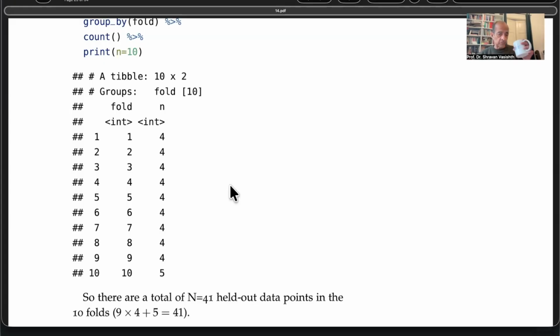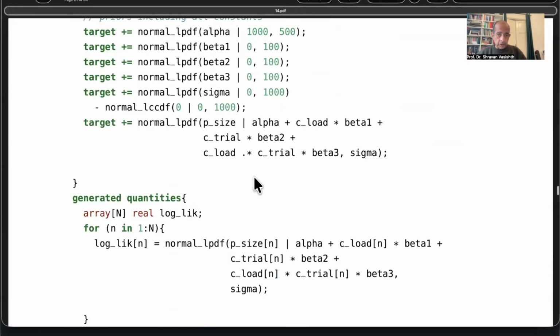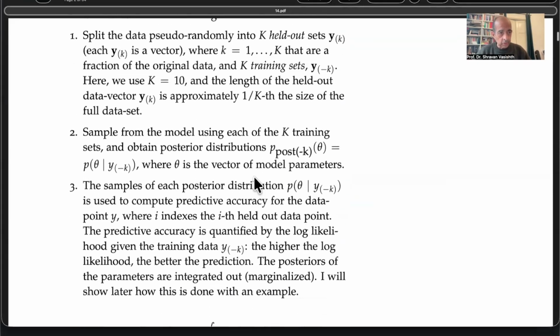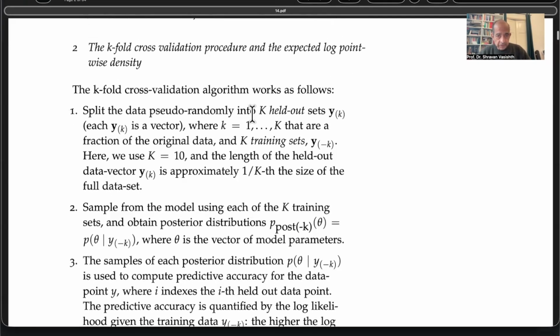So in the end, we're going to have a vector of all the held out data points, and that vector will have length 41. If you remember, let me go back to this equation. It's kind of awkward to go back and forth like this, but it's worth doing. Remember that when we have k held out sets, this y_k, which is a vector, will contain 41 elements. That's what I'm talking about here.